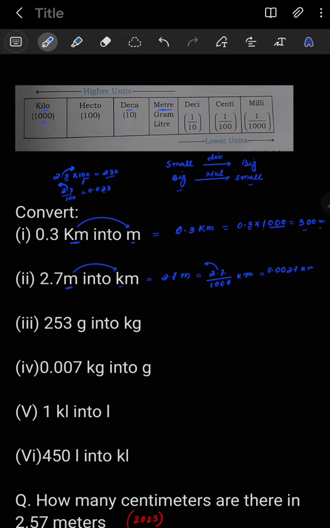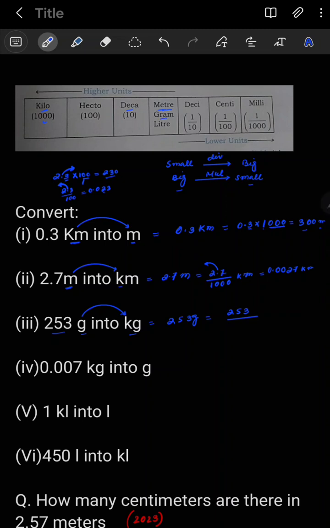Okay, then again, the next question they ask is to convert 253 gram into kilogram. Gram is a small unit and kilogram is a big unit as compared to gram. So 253 gram is given. Just now I told you that if you are converting a small unit to a big unit, you have to divide. So you have to check how much you have to divide.